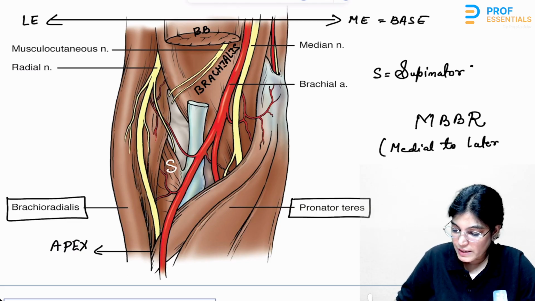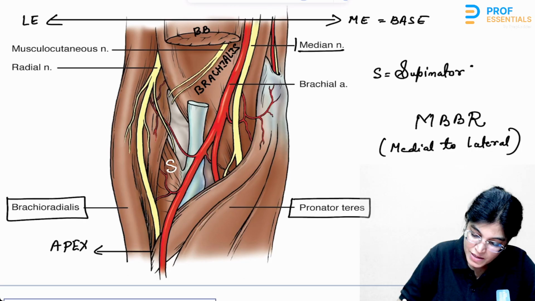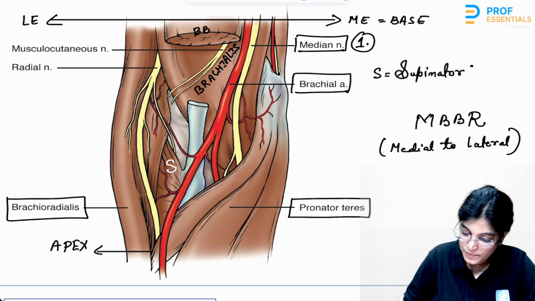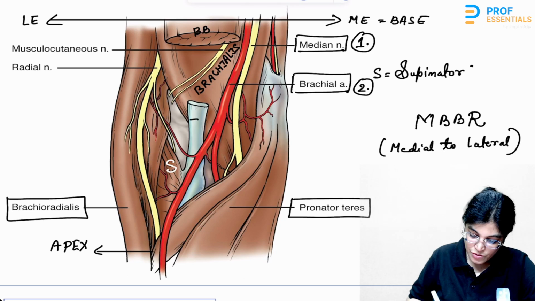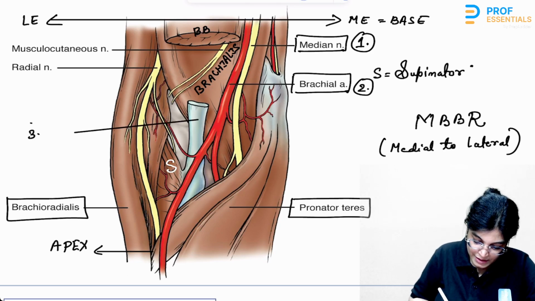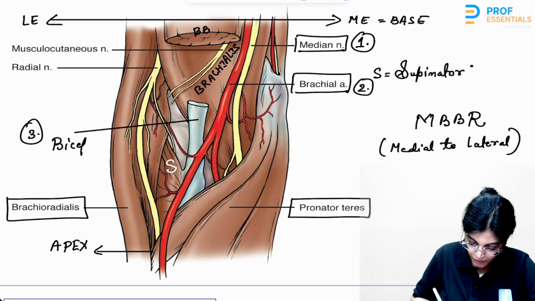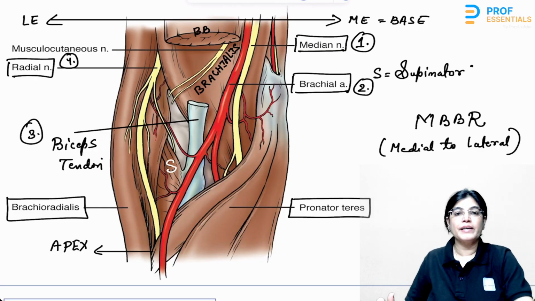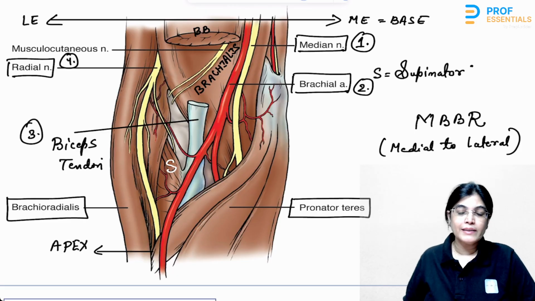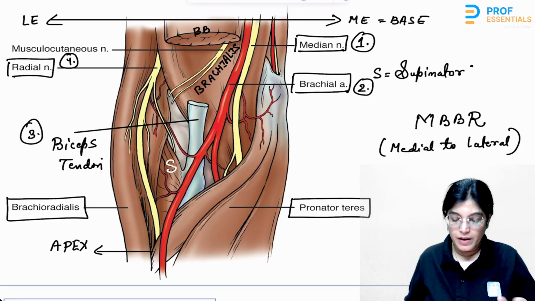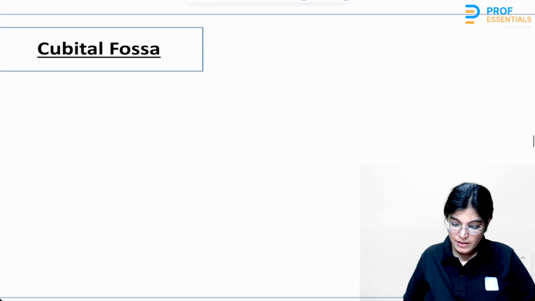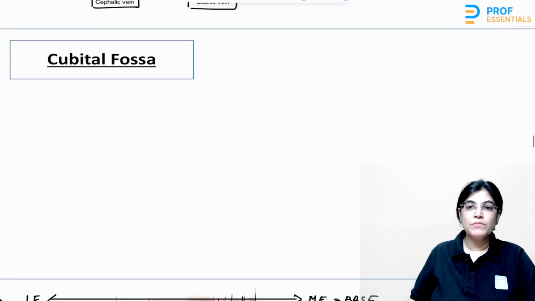The first content I am highlighting is the median nerve, medial most. Close to it is the brachial artery. The third structure is the biceps tendon. And the fourth content is the radial nerve. So these are the four contents of the cubital fossa. Let's write it down. Please write down the content of the cubital fossa as you proceed from medial to lateral.